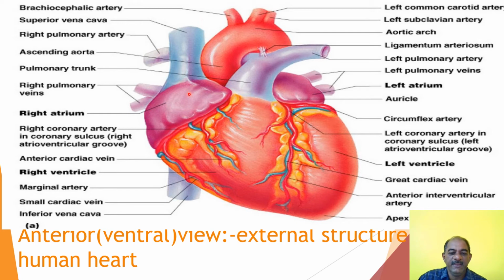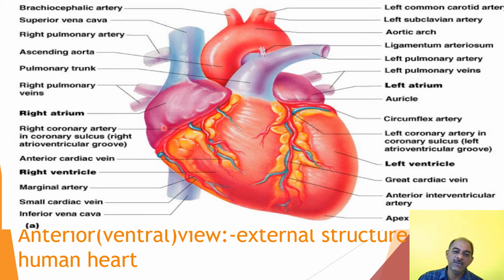Superior vena cava is present here, inferior vena cava is present here. Superior vena cava receives impure blood from the anterior side of the body. From the posterior side, inferior vena cava receives impure blood. Coronary artery supplies pure blood to the heart. Coronary vein carries impure blood. So in this way, this is the ventral view or external structure of the heart.